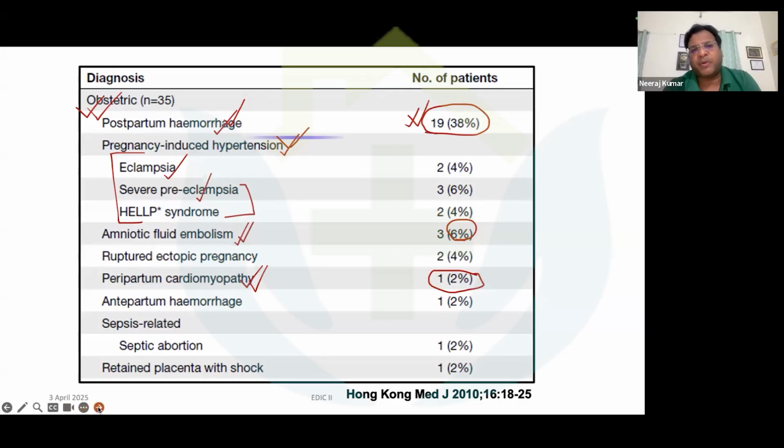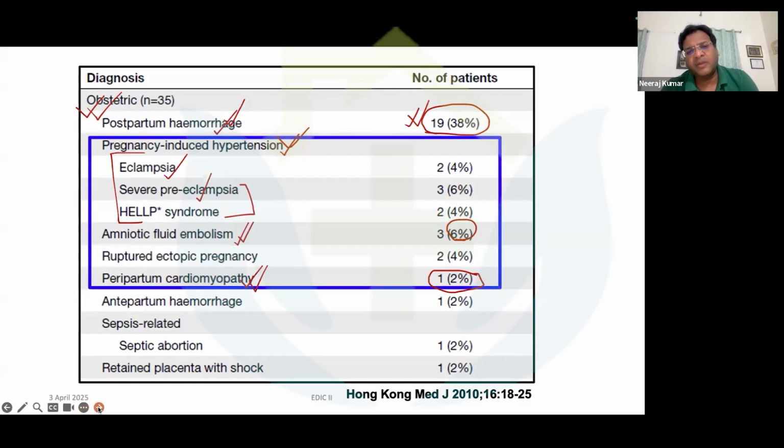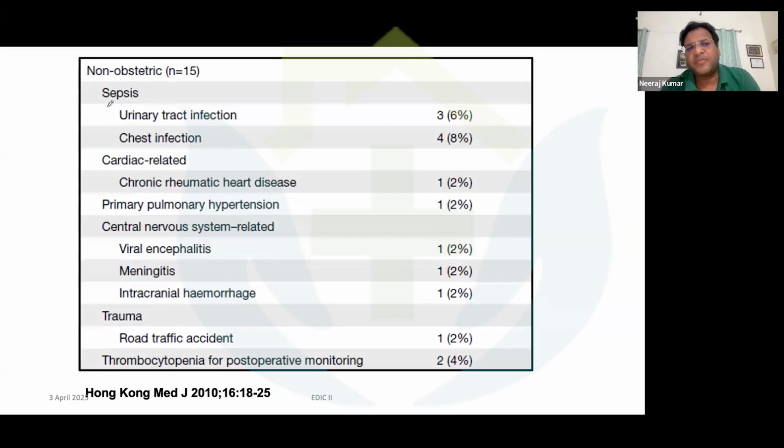Now coming to the next part, what will be the non-obstetric causes. Sepsis is a non-obstetric cause covering around 7% of patients, which includes sepsis, maybe UTI, and chest infection. A few cardiac-related problems were also there, and some CNS-related ones like encephalitis and meningitis. So this is, in a nutshell, the retrospective study. Why obstetric ICU admissions are important, and what the obstetric causes and non-obstetric causes are, you will keep in your mind.